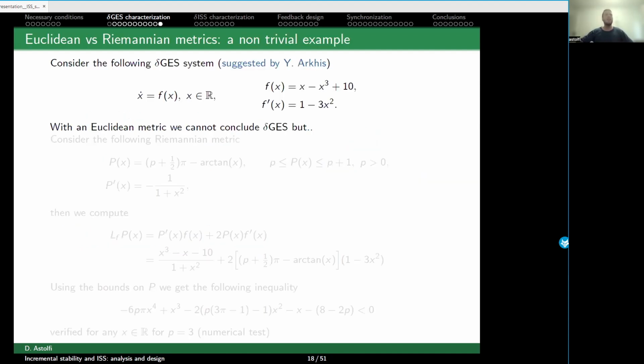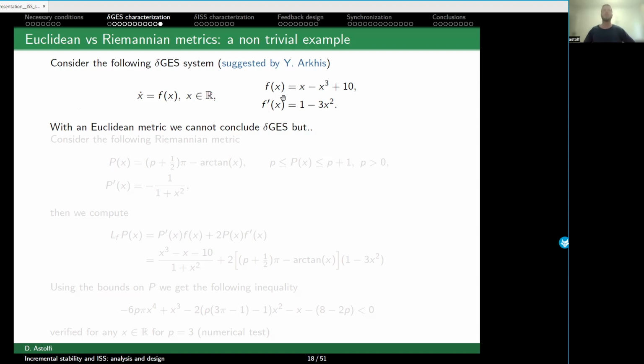I would also like to give a very nice example that was suggested to me by a student recently, at the last CDC, which is non-trivial. I wanted to highlight how Riemannian metrics and Riemannian approaches can be important even in the Euclidean case. In particular, this example is the following. We have a scalar dynamics, which is x minus x cubed plus 10. And we would like to know whether this system is an incrementally stable system or not.